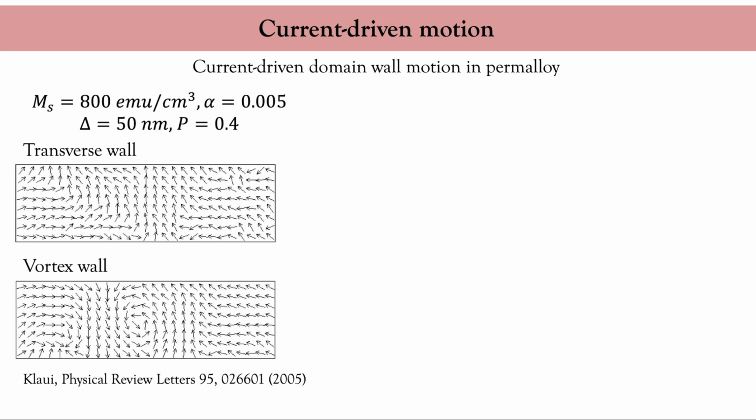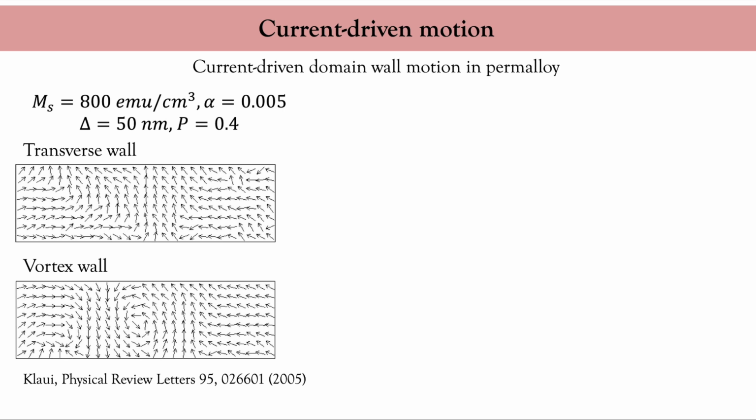Here I'm showing the images taken by Matthias Klaue by spin-polarized scanning electron microscopy. Here, the experiment is performed on a permalloy wire that is wide enough to enable the formation of Néel walls as well as vortex walls. And when a current is injected in the wire, the wall can pass from one configuration to the other.